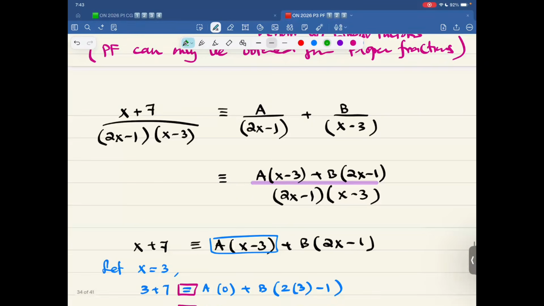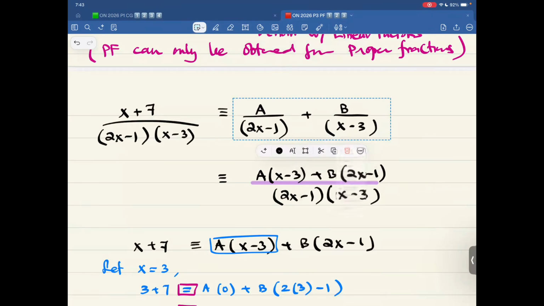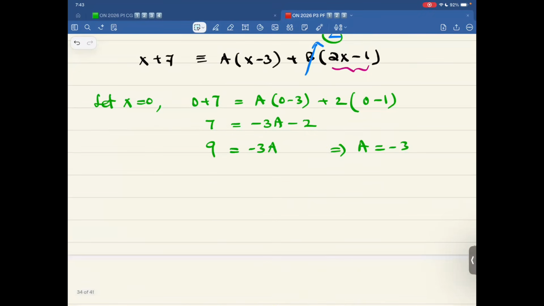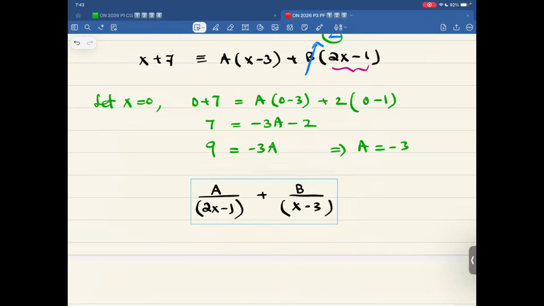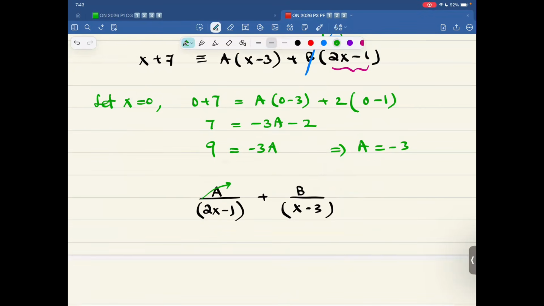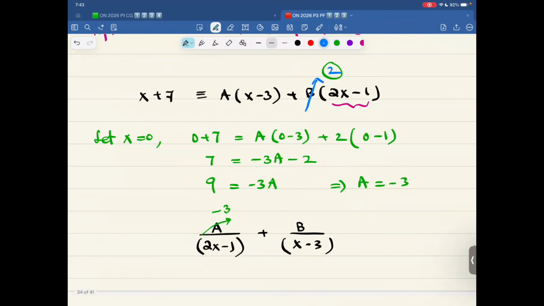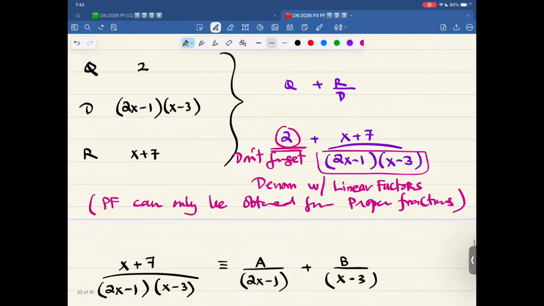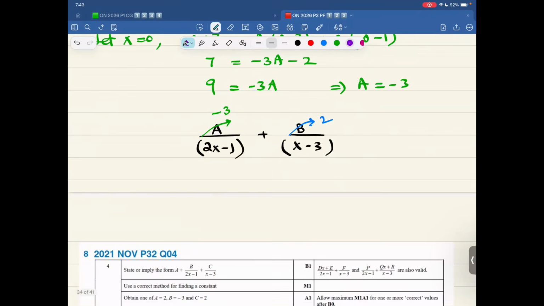Now, a is the numerator. Let me copy this down. So hold on for a second. This thing is the final answer. A is negative 3. B is 2. That is the partial fraction. And don't forget this 2 at the very front, the quotient 2. So therefore, this is 2 over here. And that is the final answer for partial fractions.